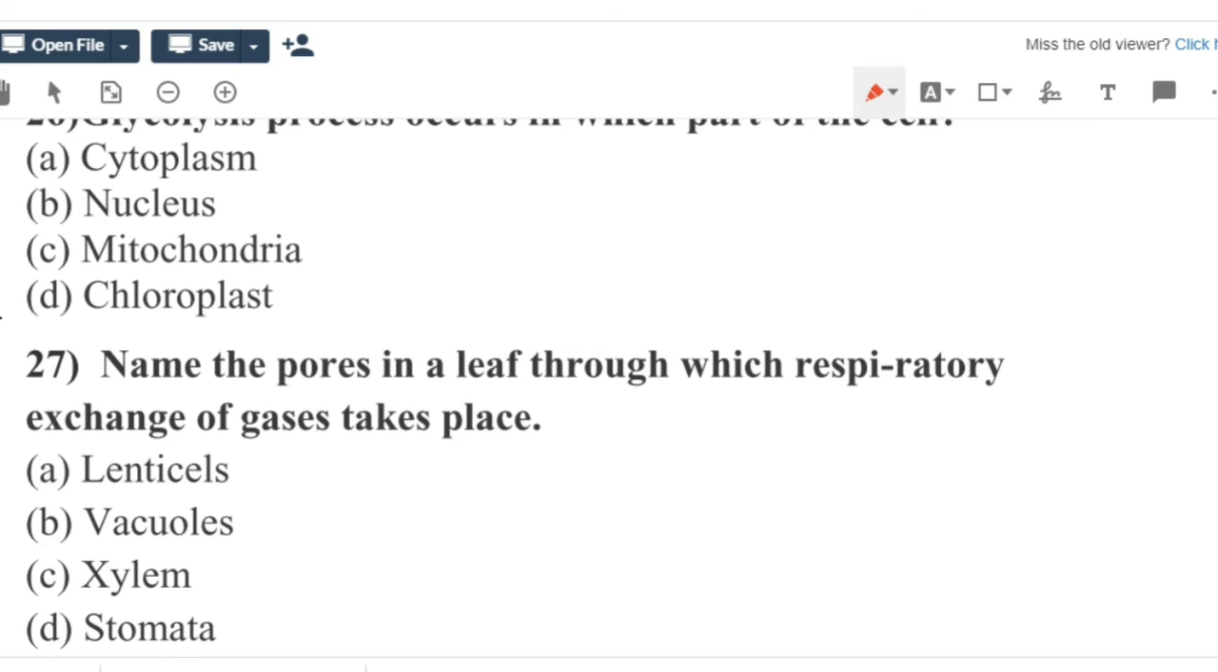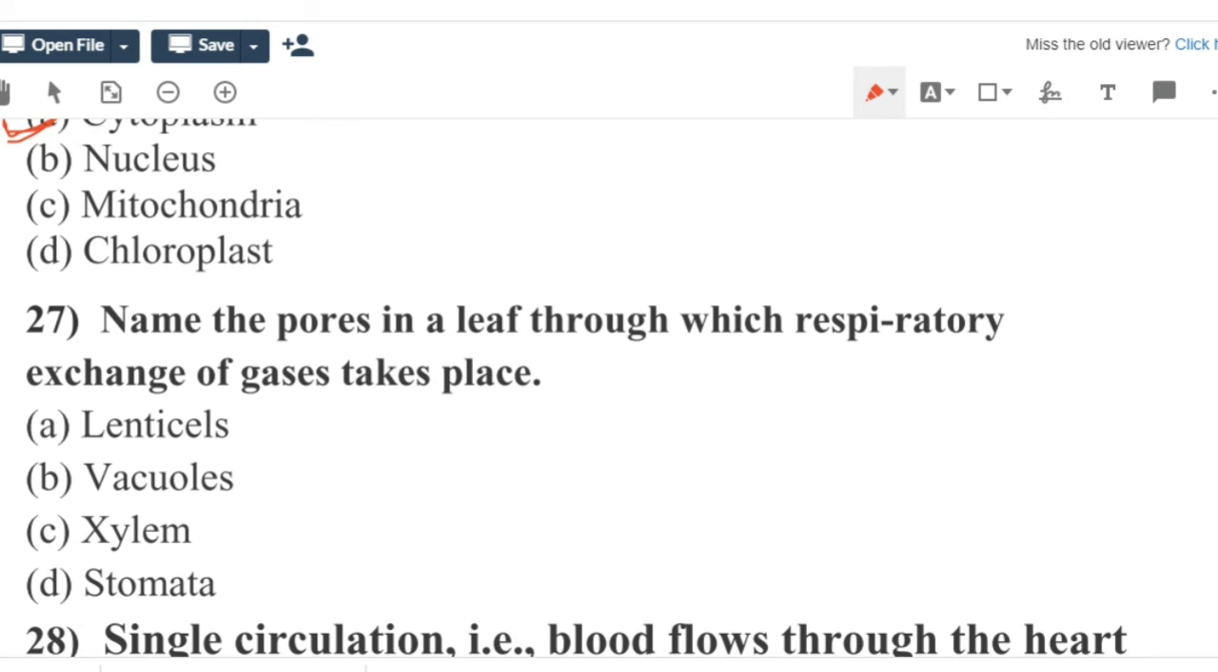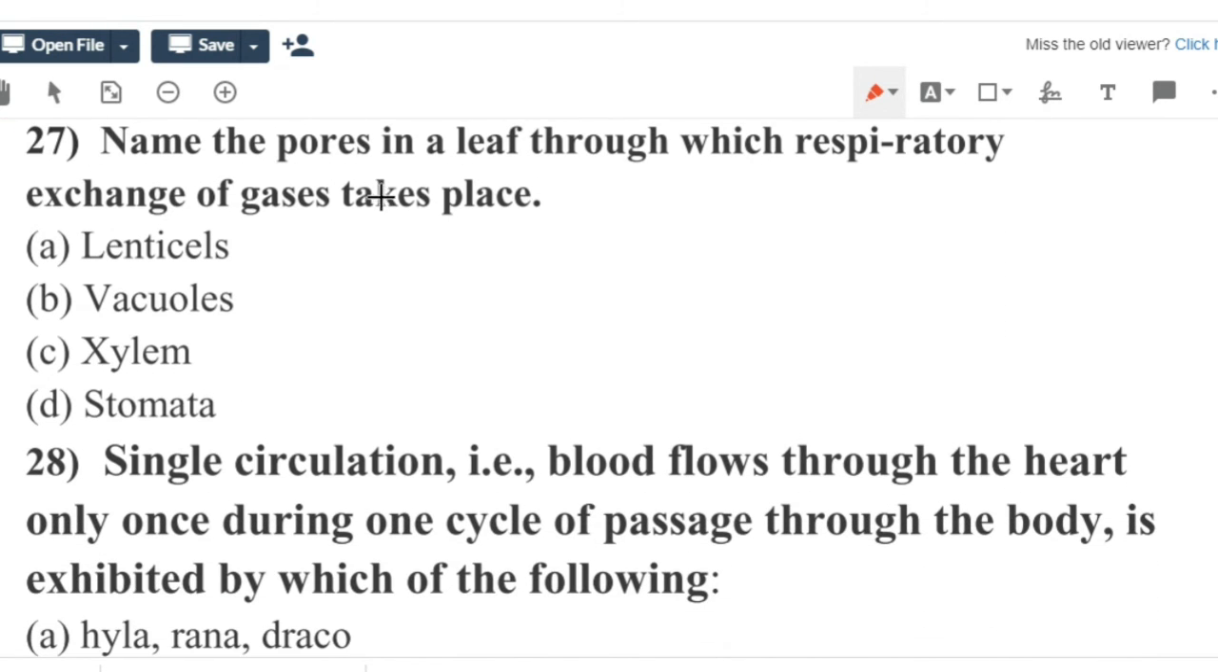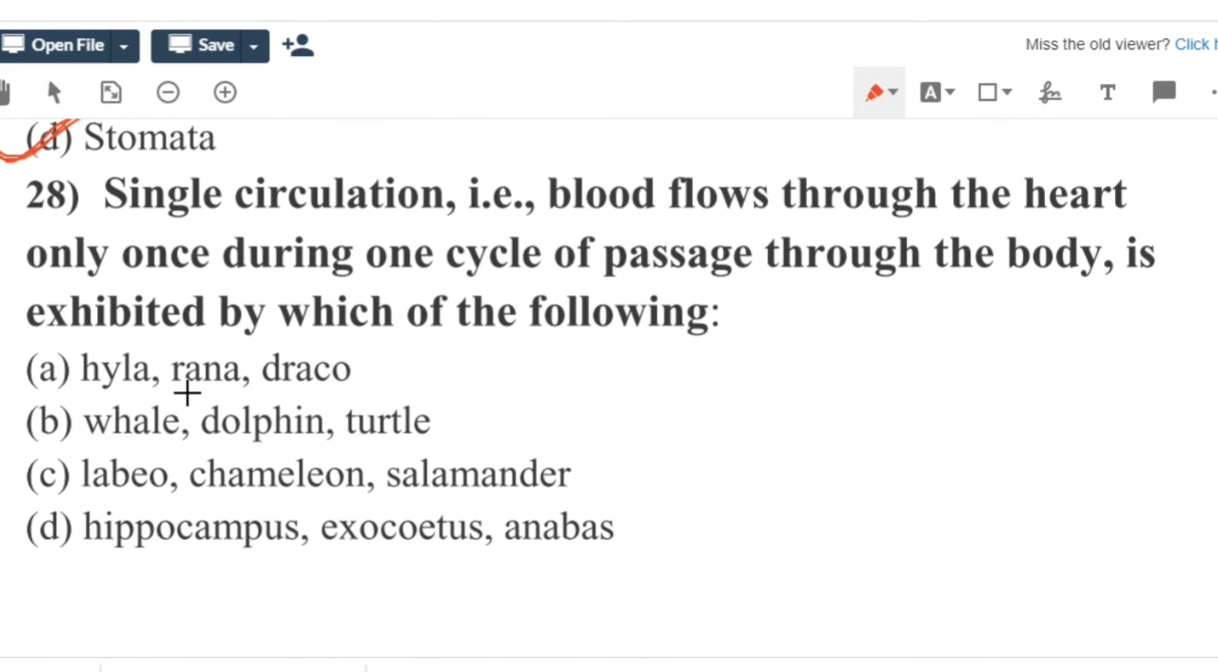Glycolysis process occurs in which part of the cell? The answer is cytoplasm. Cytoplasm is the place where glycolysis takes place. Name the pores in a leaf through which respiratory exchange of gases takes place. We all know that there are tiny microscopic pores present on the surface of the leaves, the lower surface of the leaves, wherein the respiratory exchange of gases takes place. So undoubtedly it has to be stomata.